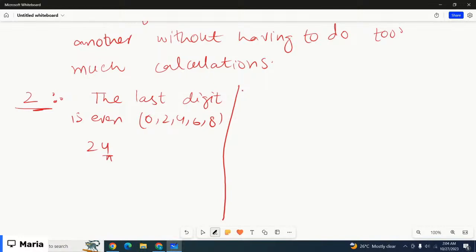The last digit is 4, and 4 is an even number. That means 24 is an even number. For example, you have another number, 31. Just look at the last digit. The last digit is 1. 1 is not even. That means 31 is not an even number. 31 is an odd number.